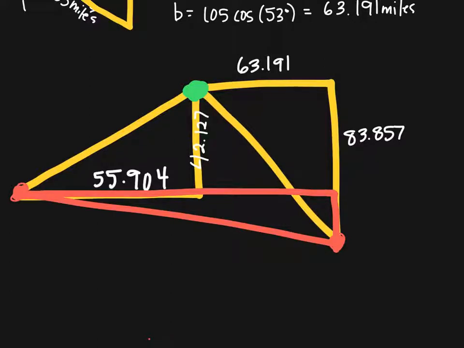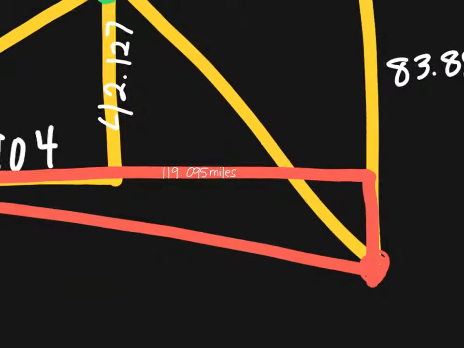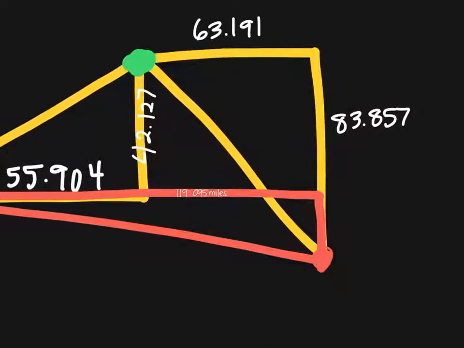Okay, 55.904 plus 63.191. I don't know, what does that come out to be, ladies and gentlemen? Okay, I'm going to write it down. 119 point what? 095 miles. Okay. How about the shorter side? How do I figure that out?